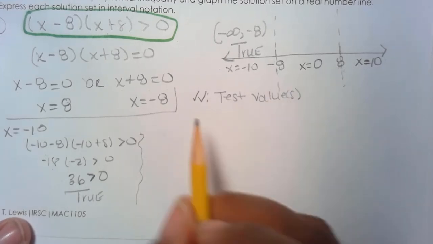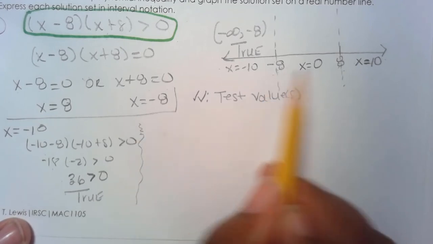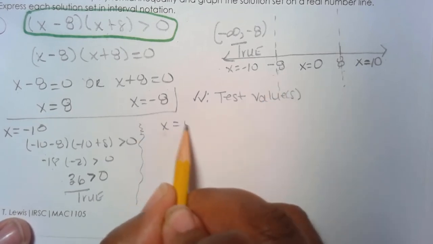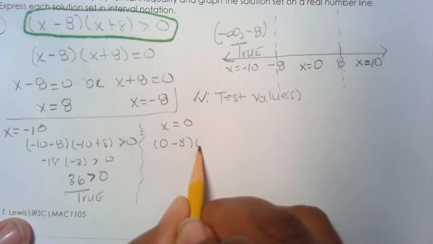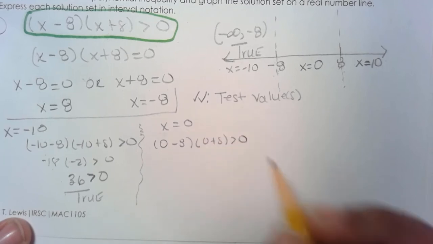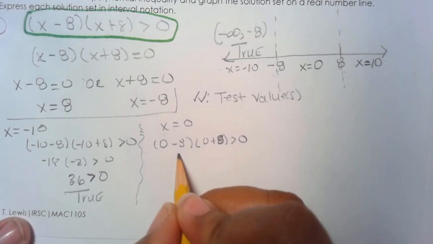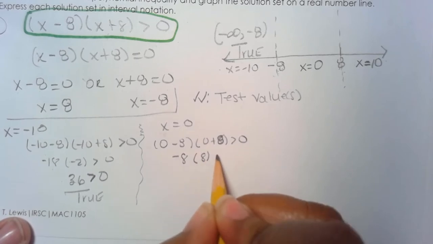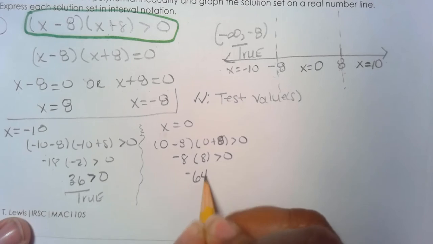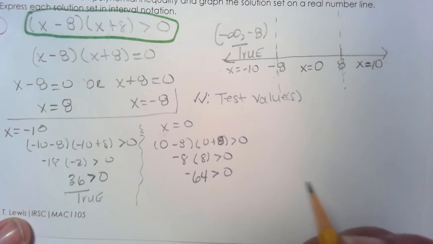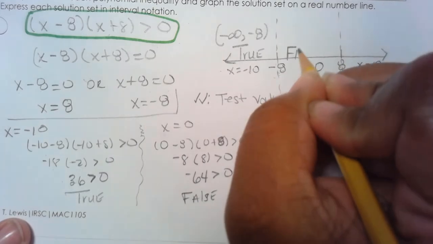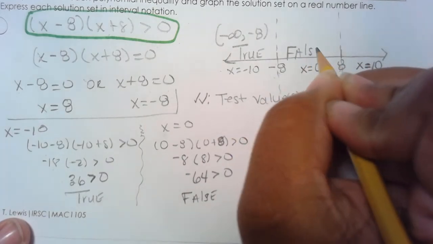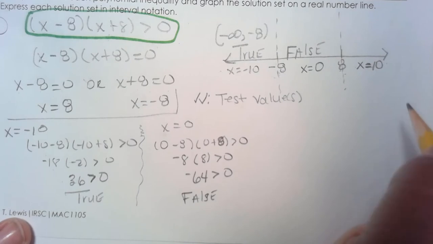Between negative 8 and positive 8, let's substitute 0 in for x. Go back to the original question. We have 0 minus 8 times 0 plus 8 is greater than 0. Here we have negative 8 times positive 8 greater than 0. This gives us negative 64. So is negative 64 greater than 0, true or false? That would be false. So between negative 8 and positive 8, all of these values are false, so we would not recognize that as part of our answer.